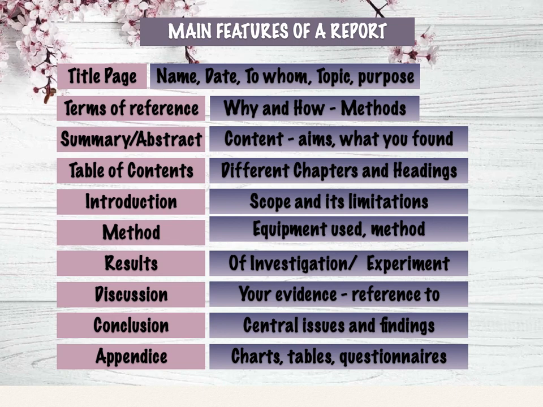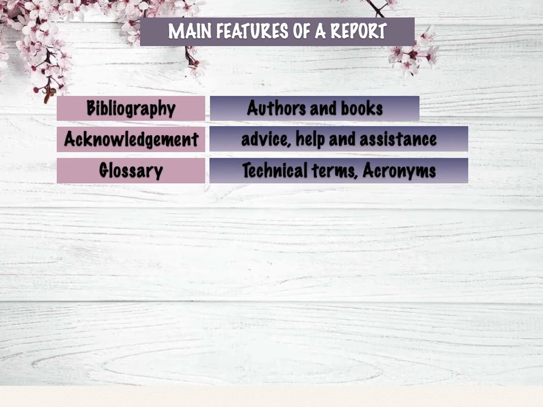Then comes conclusion, where you would be discussing the central issues and your findings. Sometimes some sort of recommendations or suggestions can come up here. Then comes appendices. Here it is related to charts, tables, questionnaires, etc. Now comes bibliography. This is a term which you have already studied in the previous unit, because bibliography is otherwise known as references or works cited, where you would be mentioning the names of the authors and books that you had gone through. Usually this comes in alphabetical order.